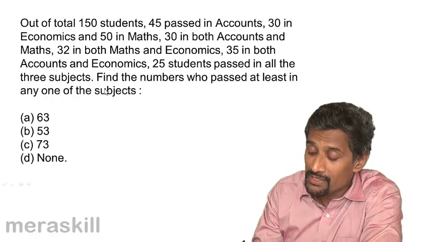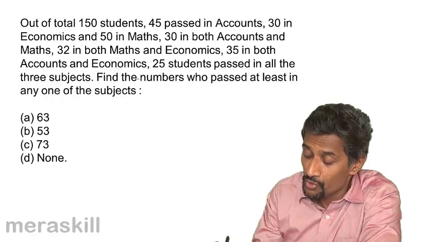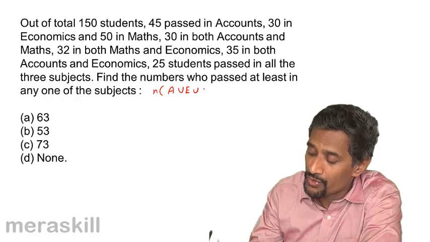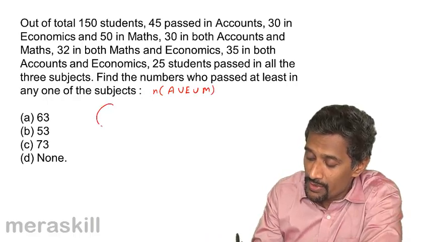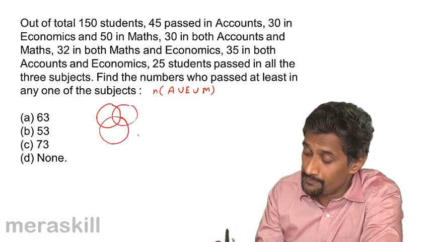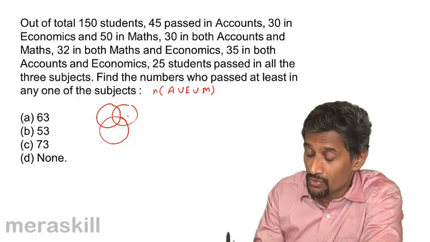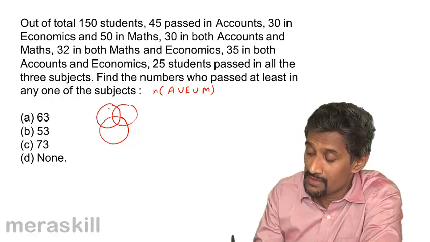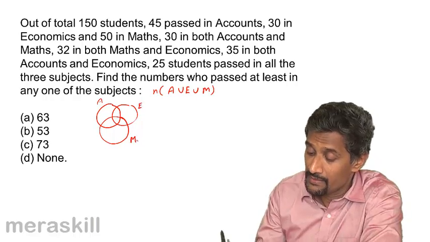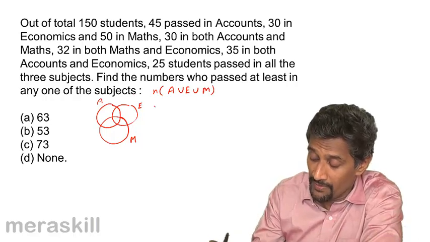Anyway, coming back to this question, find the number who passed at least in any one of the subjects. Which means you need to find n of A union E union M. So it is a situation like this. We have 3 circles. Out of a total of 150 students, so there are totally 150 students, 45 passed in accounts. So this is say accounts, this is English, this is maths. 45 passed in accounts, so this is 45. So n of A is 45.